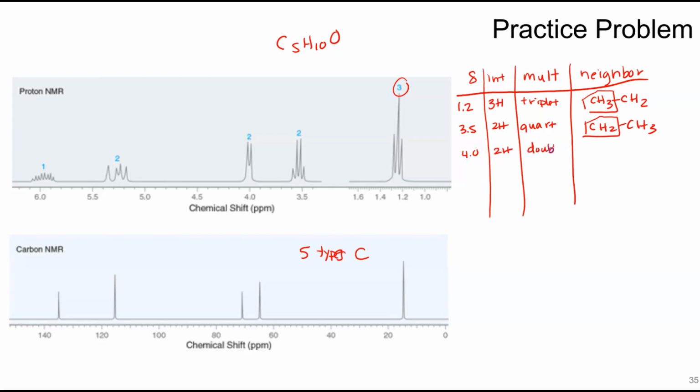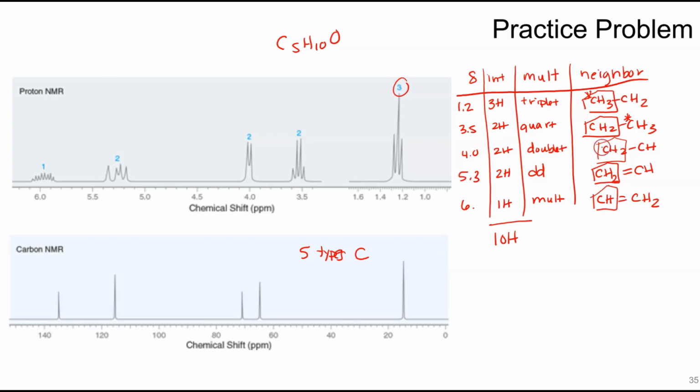This one's a doublet. This one looks like the doublet of doublets. So the doublet of doublets, we have a CH2 alkene, and that's going to be next to a CH. The double bond will split them, and I have doublet, which is 2 minus 1, so it's CH. And then at 6, we have 1H, and that is kind of a multiplet. So that's the CH next to the other CH2. If I add up, I have 3, 6, 7, 8, 9, 10. 10 H's, 1, 2, 3, 4, 5 C's. So we're just missing an oxygen now.